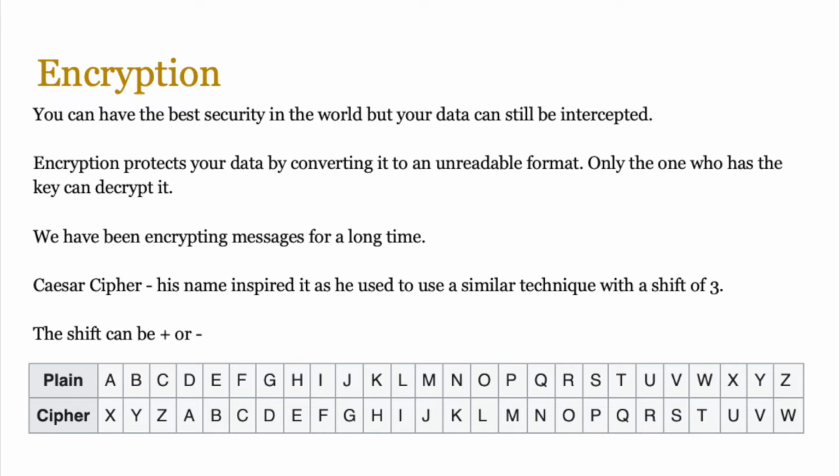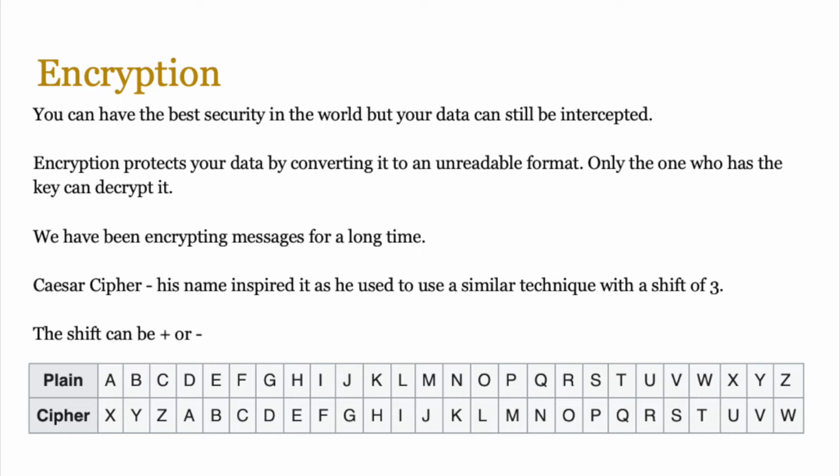Now, we have been encrypting messages for a very long time in our history. During Roman times, Caesar's name inspired the Caesar cipher, where he used a similar technique with a shift of 3. The shift can be plus or minus 3. If you look at the little key at the bottom, plain text A becomes X, B becomes Y, C becomes Z, D becomes A, and so on. Now, if I wanted to spell BAD, I would simply use Y, X, and A.